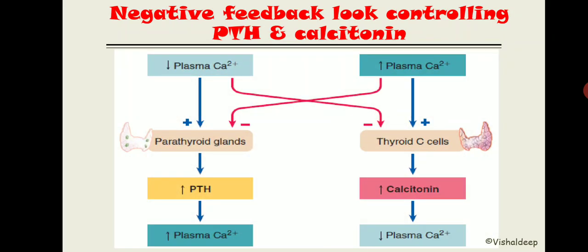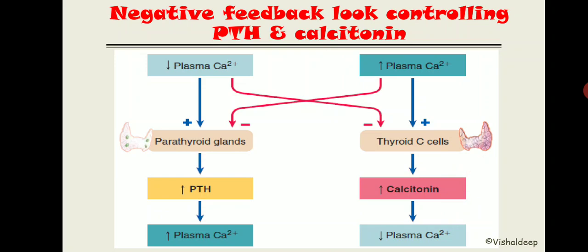This is the beautiful diagram, this is the flow chart. So whenever there is decreased plasma calcium, hypocalcemia, it will stimulate the parathyroid gland and inhibit the C cell. So ultimately it increases the parathyroid hormone level and decreases calcitonin. So ultimately there is increased plasma calcium. On the other hand, whenever there is increased plasma calcium level, it will stimulate the C cell and inhibit the parathyroid gland. So ultimately it decreases the parathyroid hormone secretion. On the other hand, it will increase calcitonin and decrease plasma calcium level.